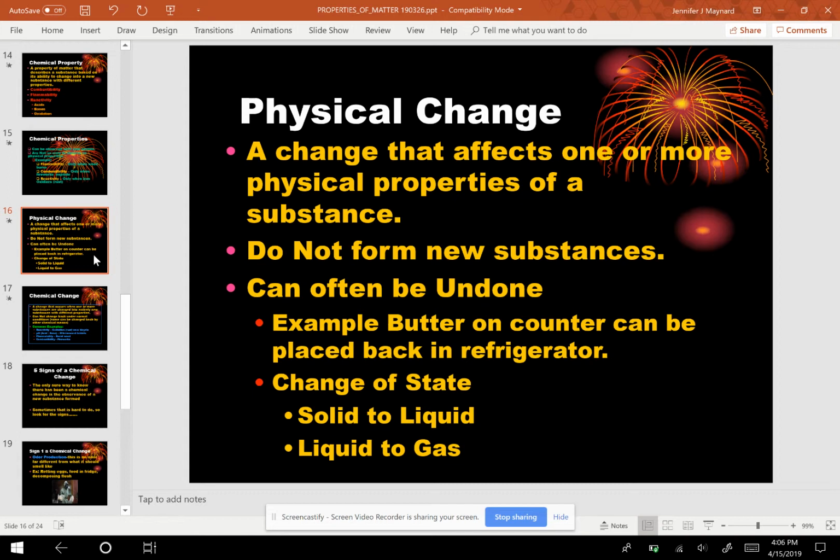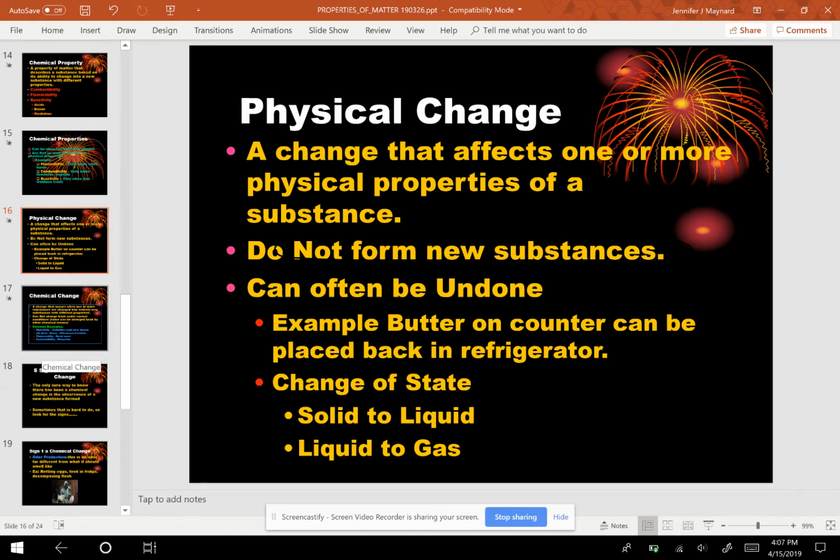A physical change affects one or more physical properties of a substance, but it does not form new substances. I cannot emphasize that enough. It does not form new substances. Most often it can be redone. For example, butter on the counter can be placed back in the refrigerator. Changes of state, we see this all the time with water. On any given day, you could have snow in the morning that melts into liquid water that evaporates by the late afternoon.